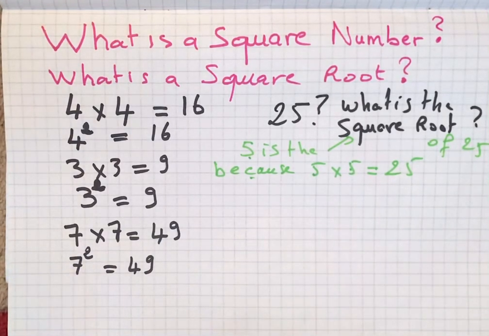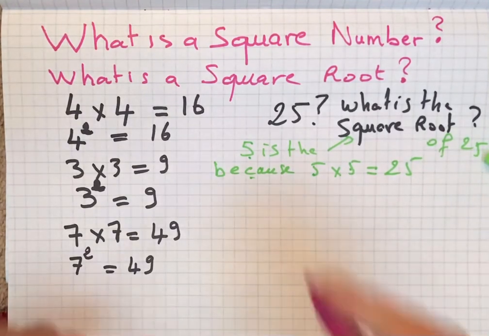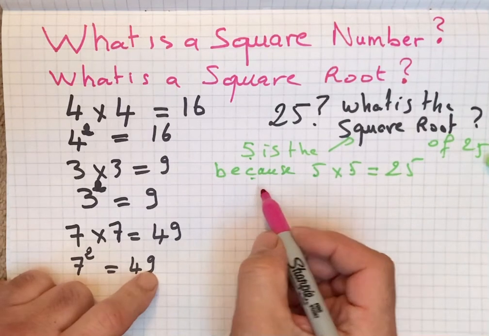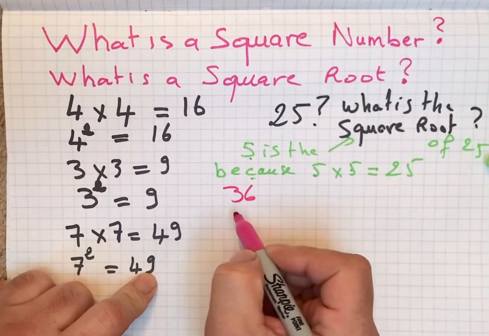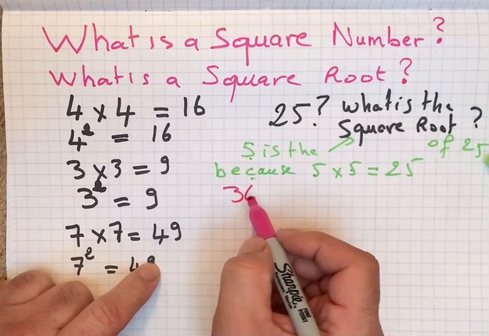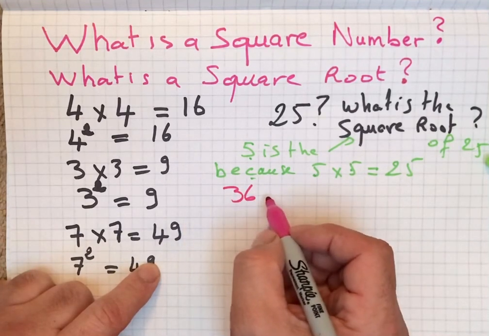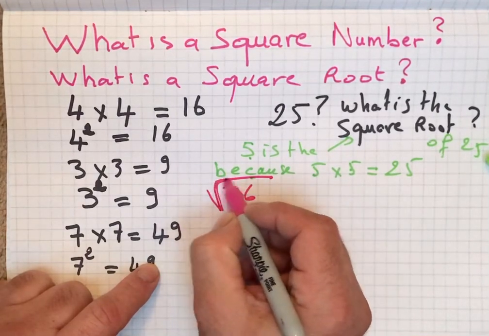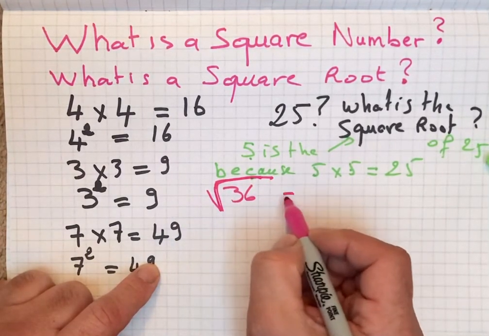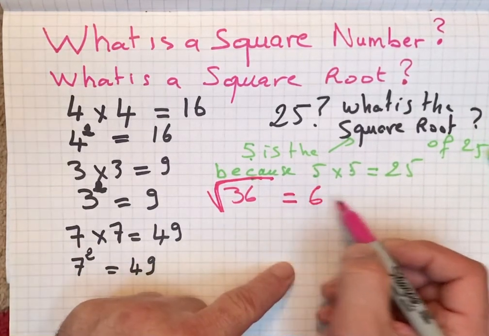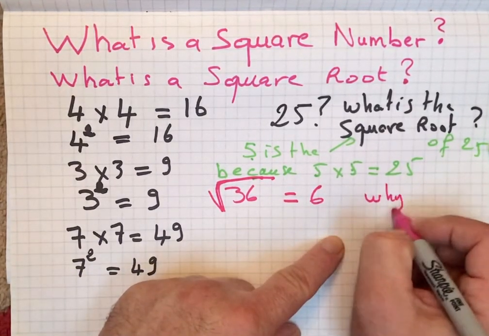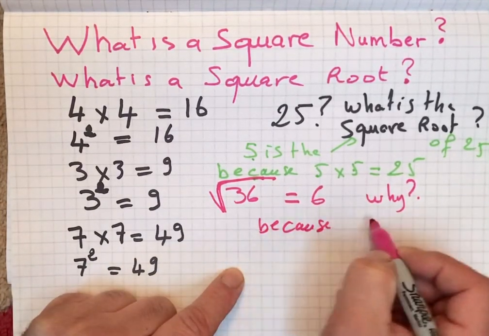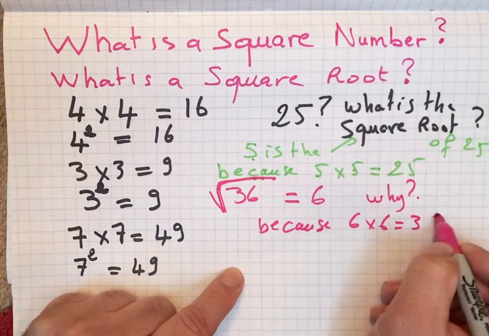Then another example, just to make it easy. The number 6, if we multiply it by itself, will give us 36. So what is the square root of 36? Instead of writing out the words, we write it like this: the square root of 36 equals 6. Why? Because 6 times 6 equals 36.